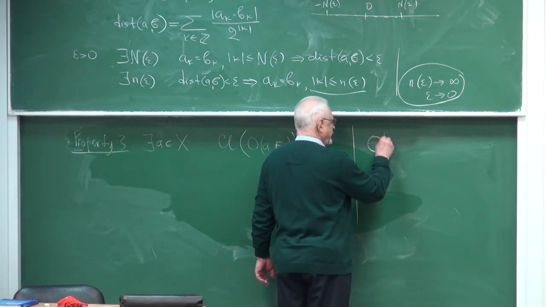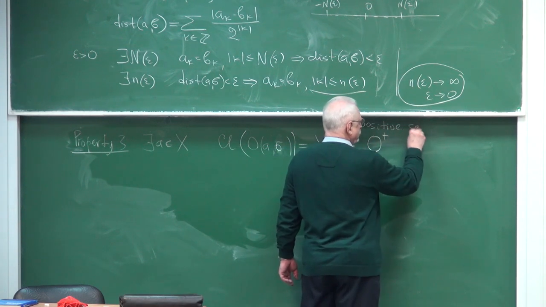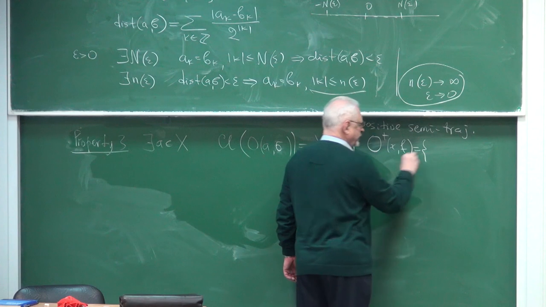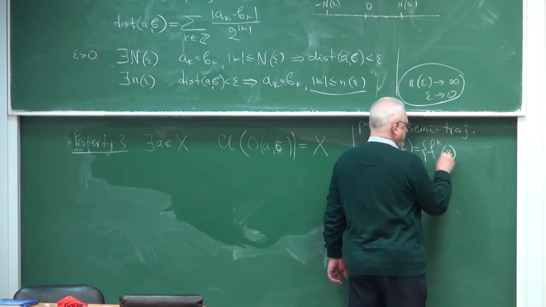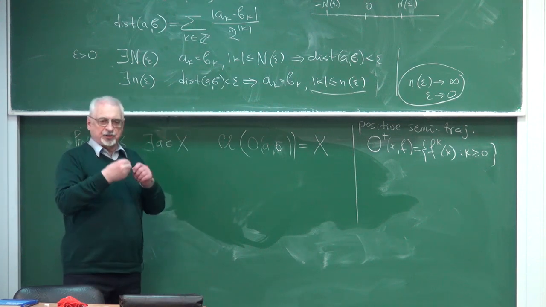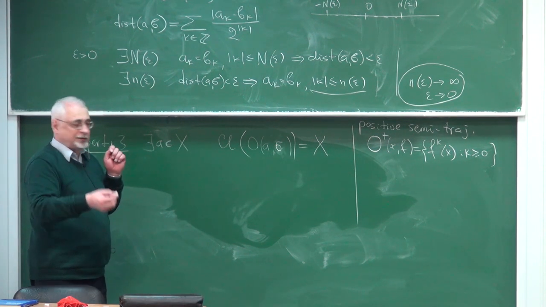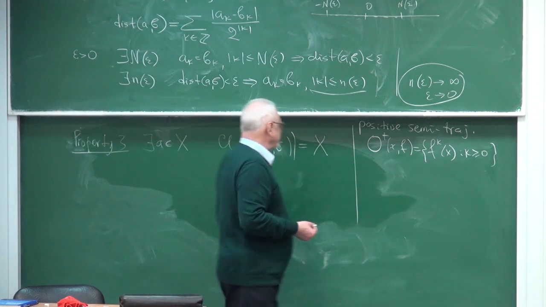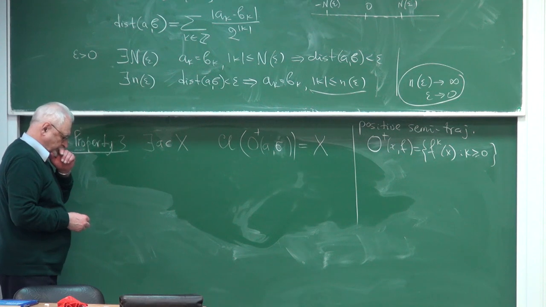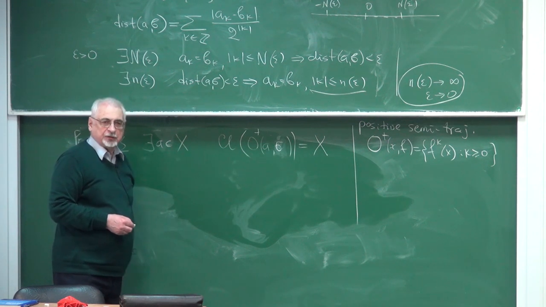Let me define the positive semi-trajectory O plus of X, F is the set of F to K of X for non-negative k. So instead of the complete trajectory, we consider only the right-hand part of the trajectory. So there exists an element A such that the closure of its positive semi-trajectory is all the space.